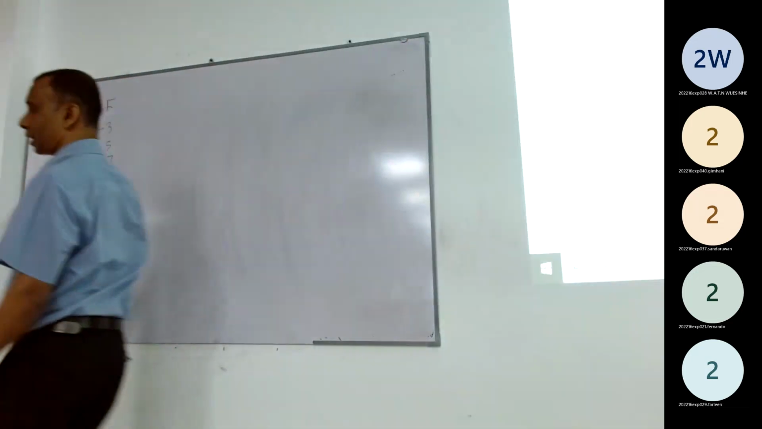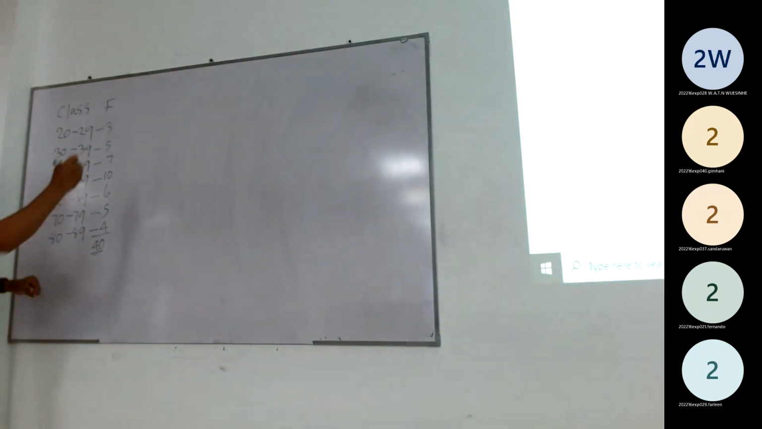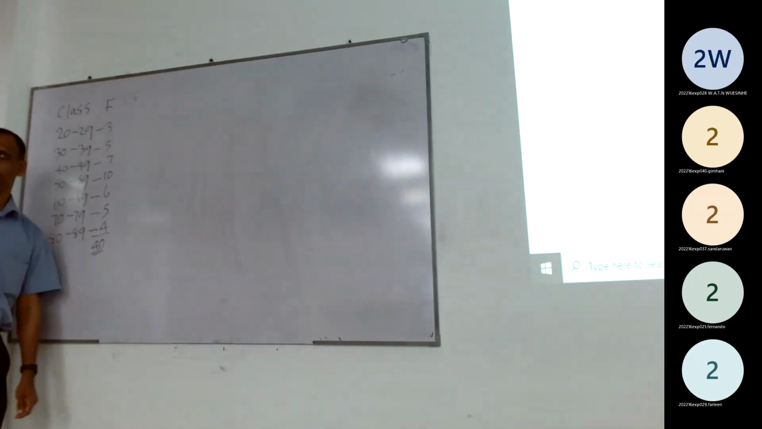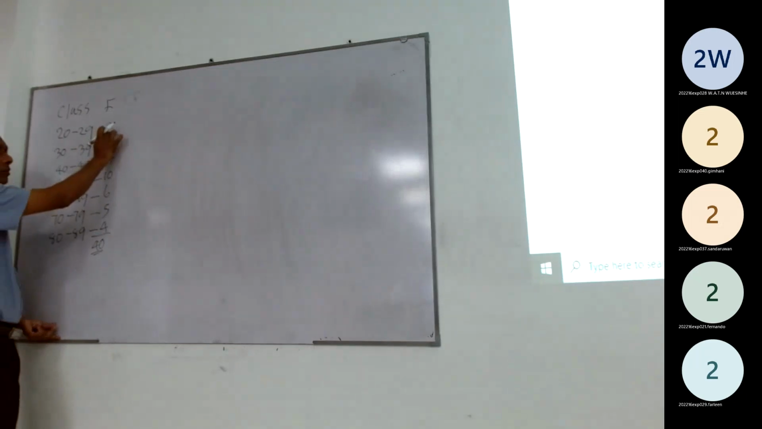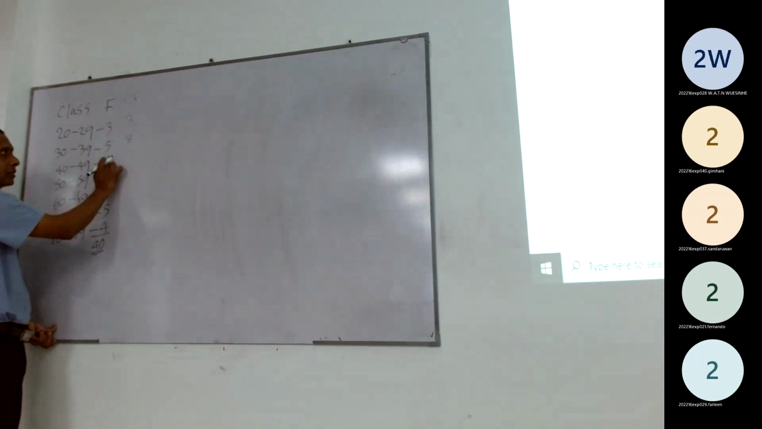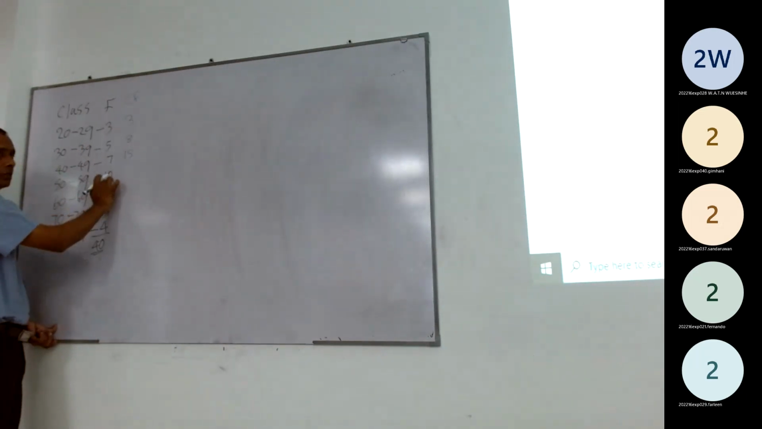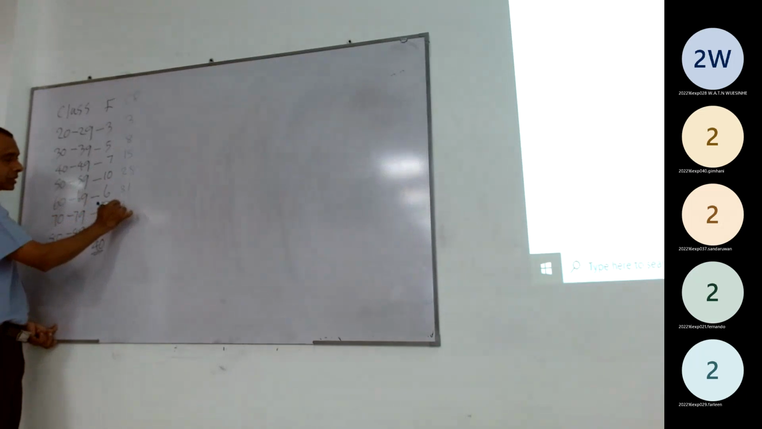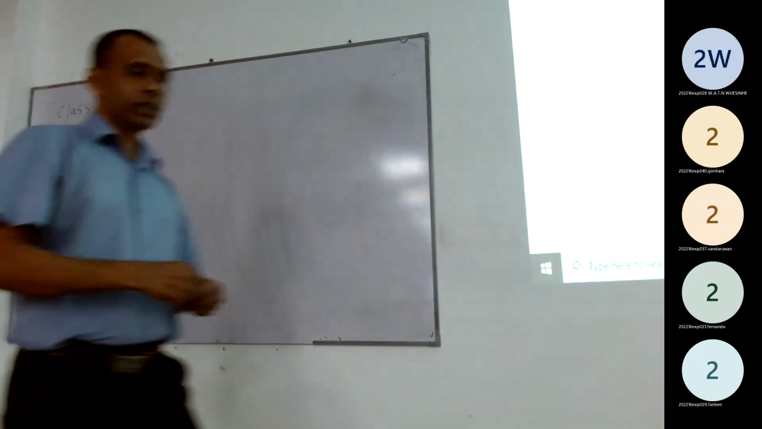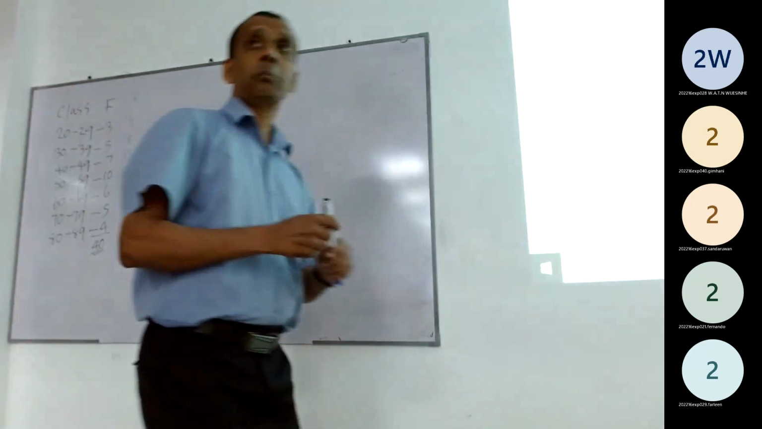Now take that class. Additionally, I take cumulative frequency here. You know 3, when you add 5, 8, then 7, 15, 10, 25, 31, 36, 40. That is my cumulative frequency. Okay, now take the x-axis mid value.